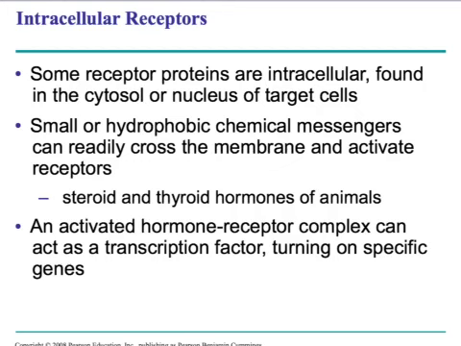Once they are inside, they're going to activate a receptor, and they're going to form what is called a hormone receptor complex. So the hormone binds the receptor, and then the two of them are going to become a transcription factor, which will turn on specific genes to be made into a protein. And that would be intracellular receptors or steroid-based receptors.